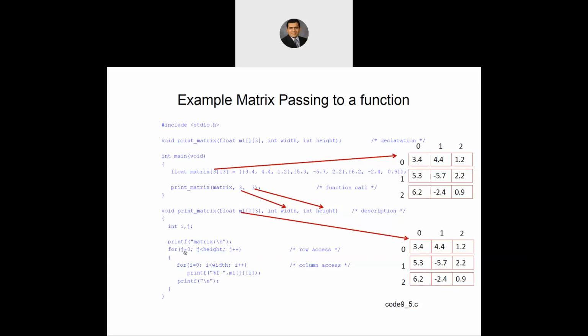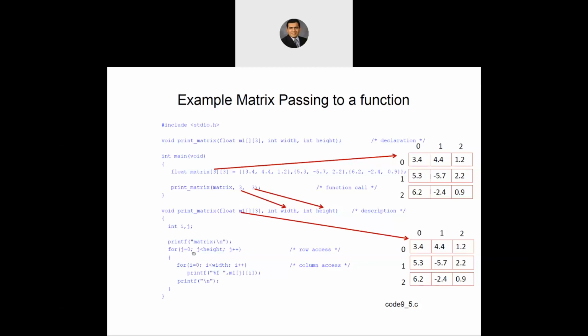So it starts with j is equal to 0. Why? Because we're talking about this row. Then i is equal to 0, so we are talking about this cell. Then 0 will become 1. We're talking about this cell. Then we're talking about this cell.